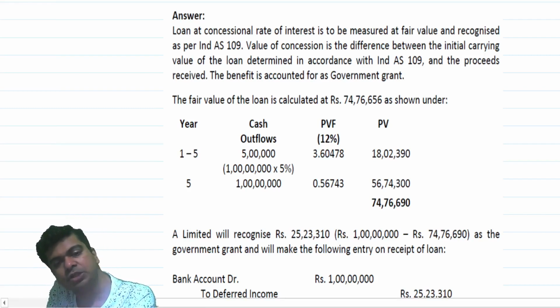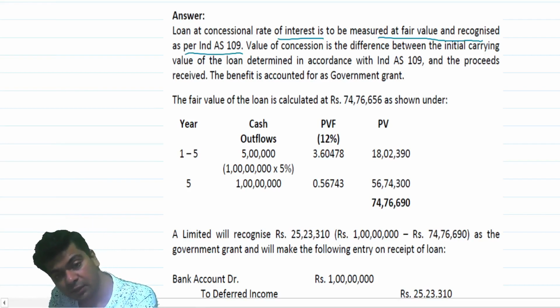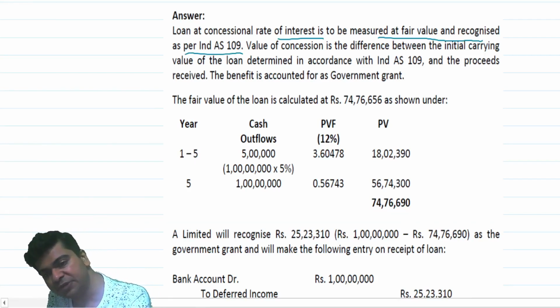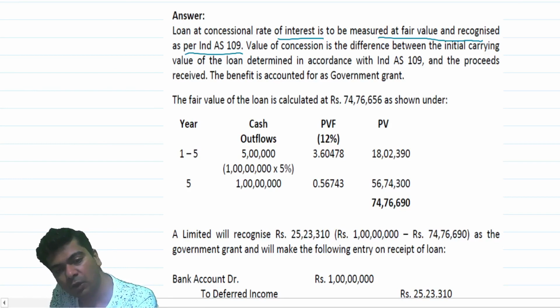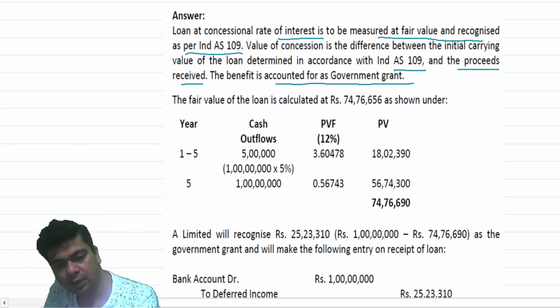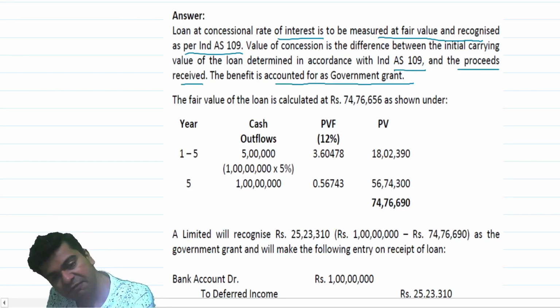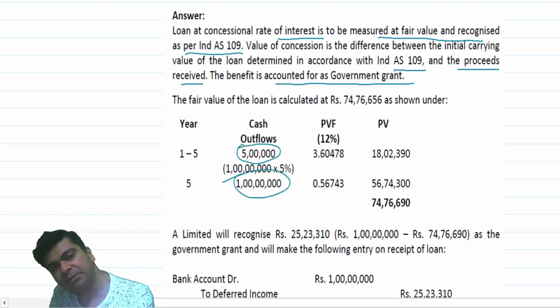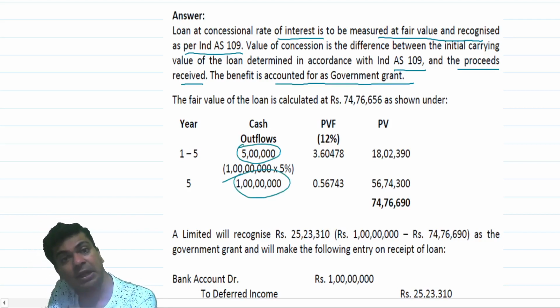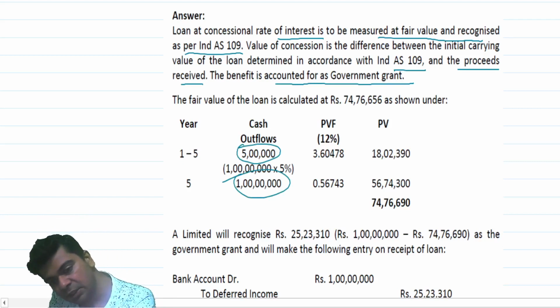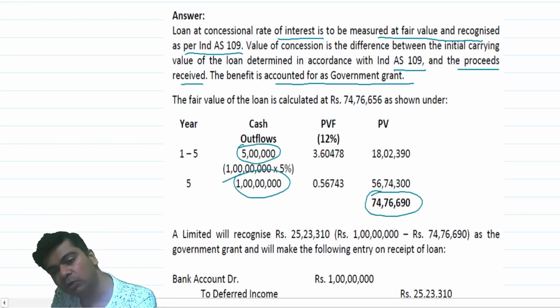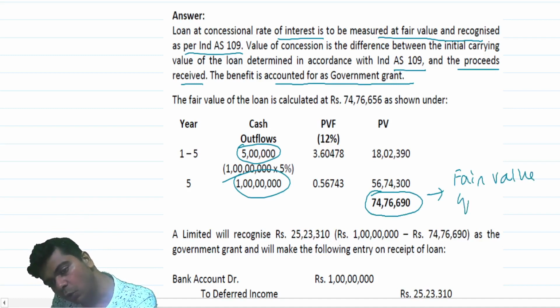A loan at a concessional rate of interest is to be measured at fair value and recognized as per Ind AS 109. The value of the concession is the difference between the initial carrying value of the loan determined in accordance with Ind AS 109 and the proceeds received. The benefit will be accounted for as a government grant. As we had discussed earlier, 5 lakhs is your interest and 1 crore is the principal repayment. We are discounting it at the market rate of interest and we are getting this amount. This is nothing but the fair value of the loan.